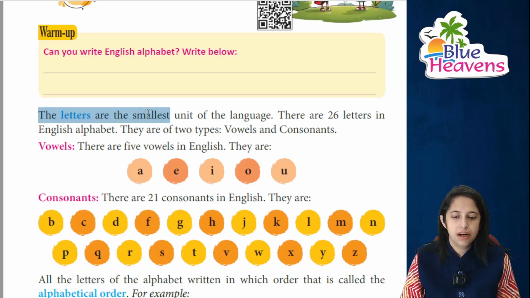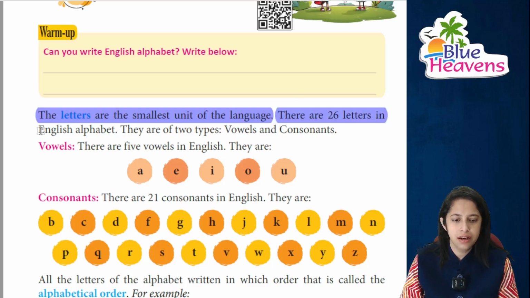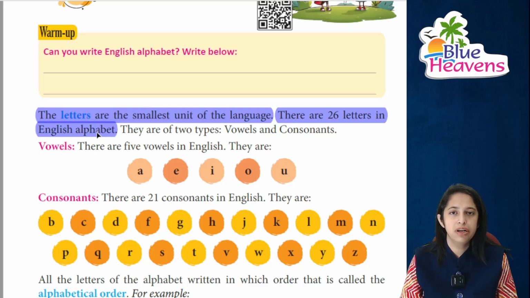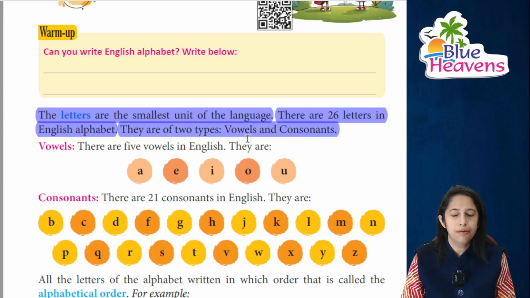So the letters are the smallest unit of the language. हमारी भाषा की सबसे छोटी इकाई क्या है? अक्षर, जिसको हम क्या बोलते हैं? Alphabet, right? There are 26 letters in the English alphabet. English alphabets में कितने letters हैं? There are 26 letters and they are of two types, vowels and consonants. और वो कितने टाइप के होते हैं?